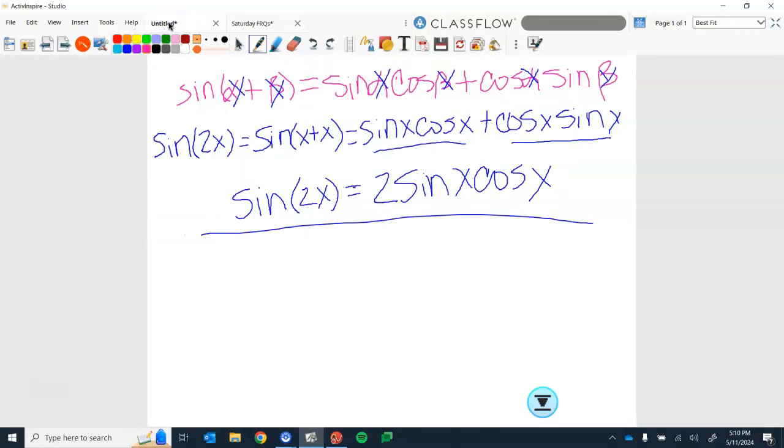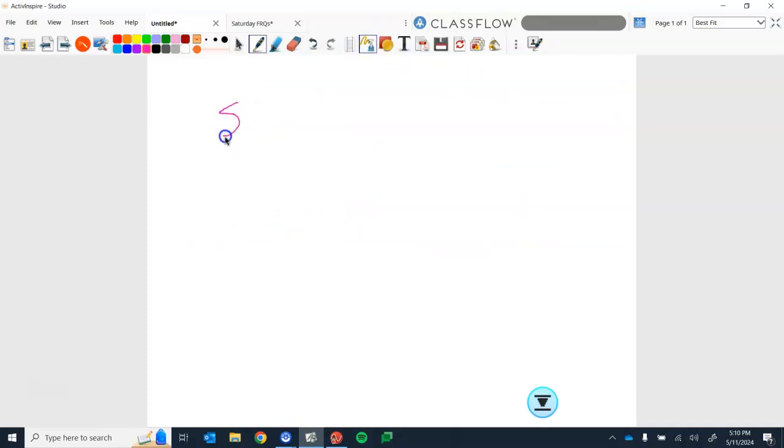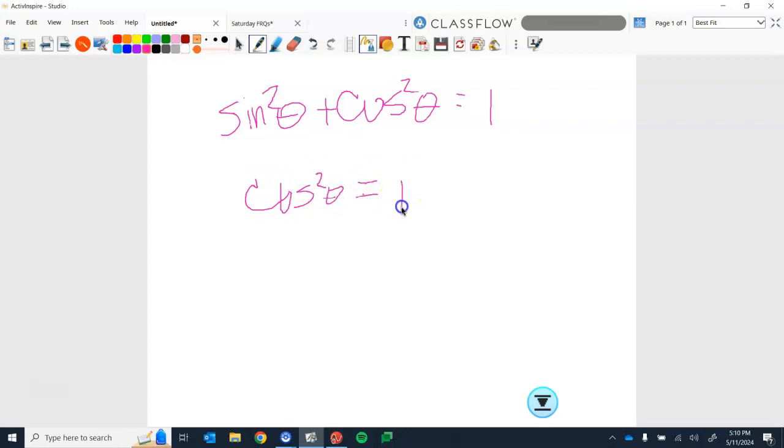So here's what we know, okay? Okay, I've got all that. Well, let me just clear that off. We know, here's another non-negotiable. Sine squared theta plus cosine squared theta equals 1. I would like to get rid of that cosine squared there. So I know that cosine squared theta is equal to 1 minus sine squared. So I'm going to put that in there. Instead of cosine squared, I'm going to get 1 minus sine squared.